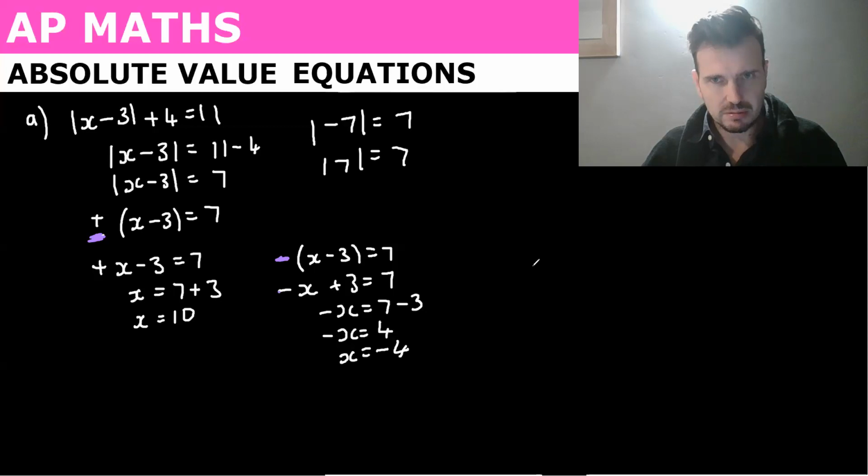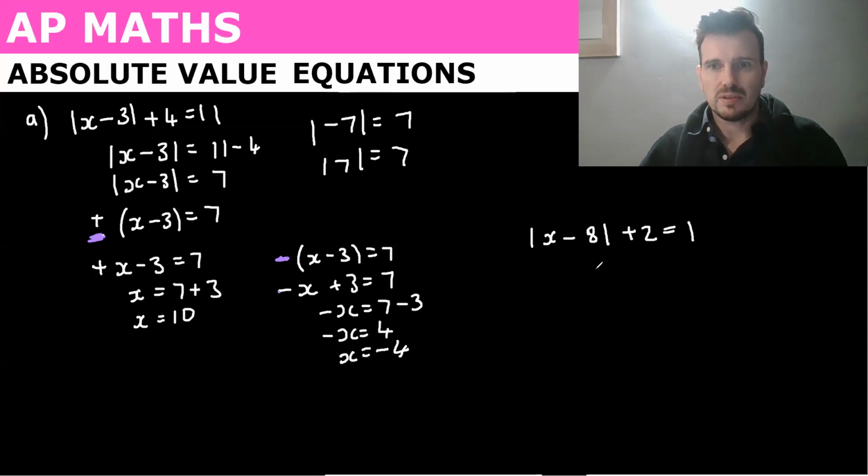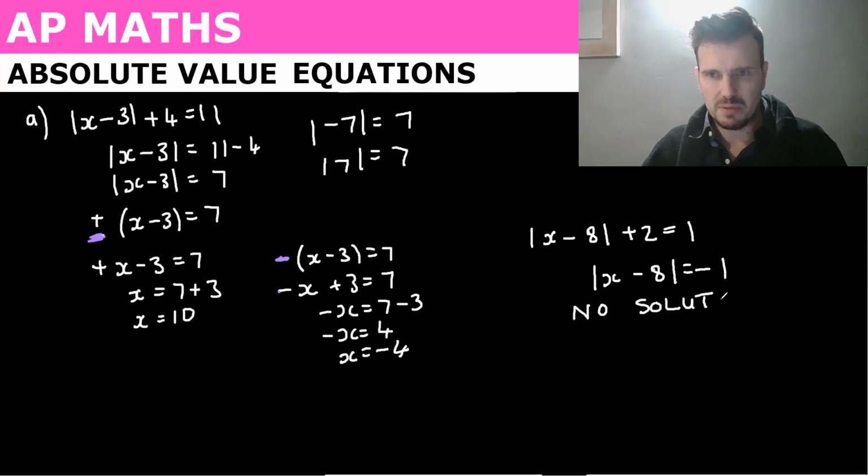Let's look at one more. x minus 8. Okay, so we've got, this was x minus 8 plus 2 equals 1. So now we take the x minus 8 across, and we get -1. No solution. Because an absolute value can never be negative. Okay.